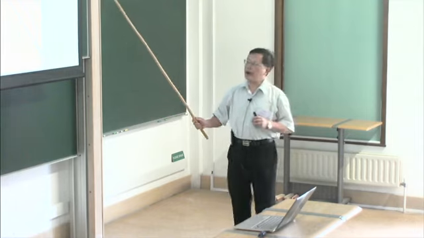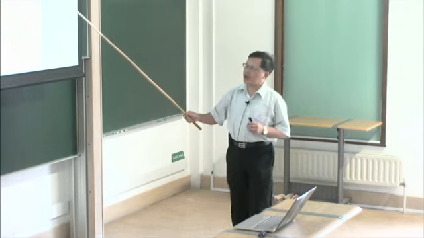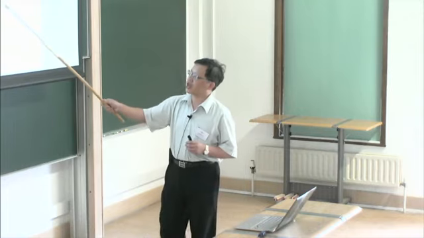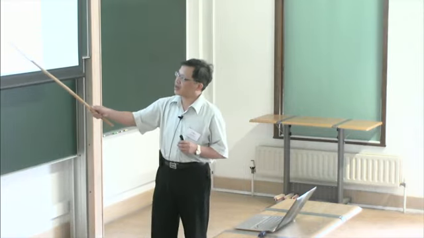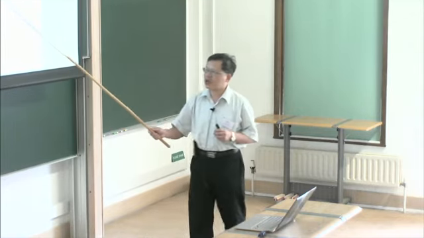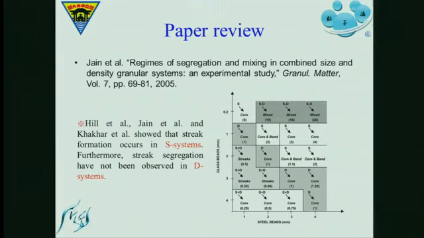But all their studies, including Hill et al., Zhang et al., and others, show that streak formation occurs in size-different systems. They did not find streak segregation in density-different systems with the same size of particles.